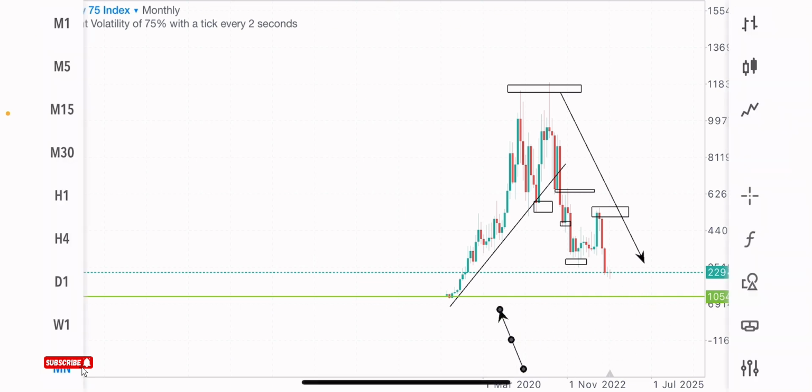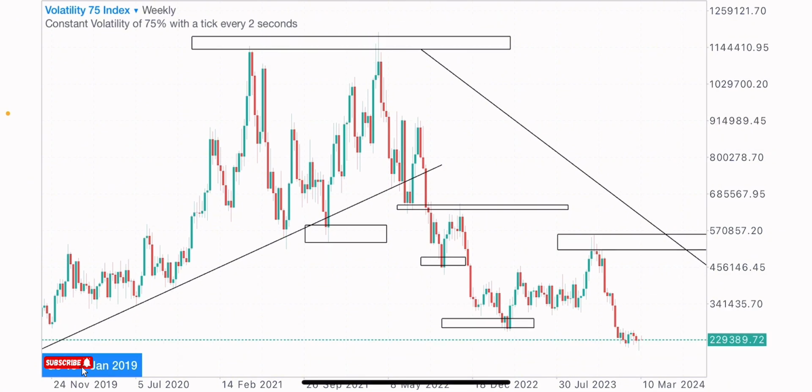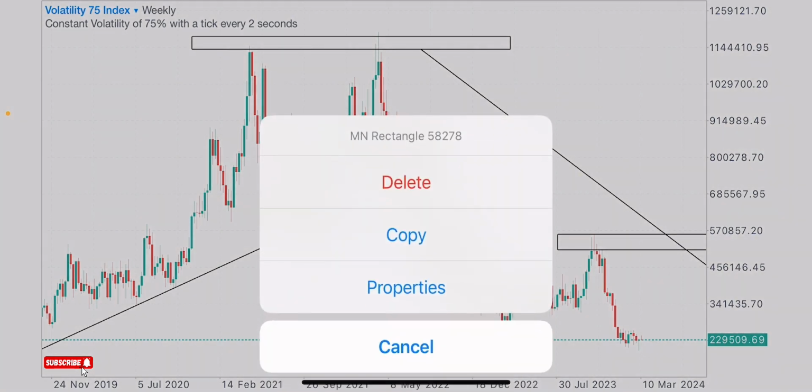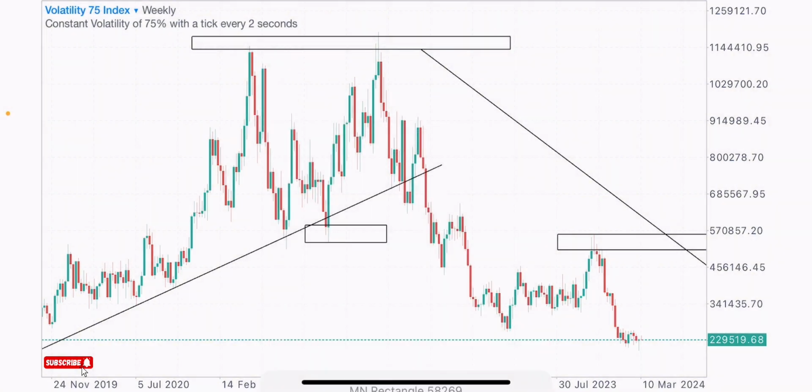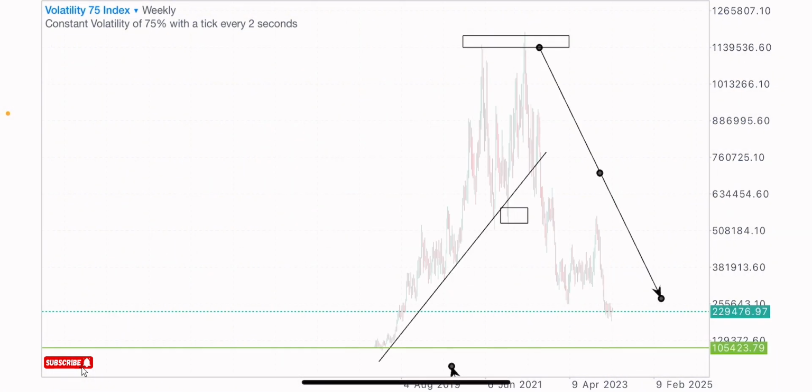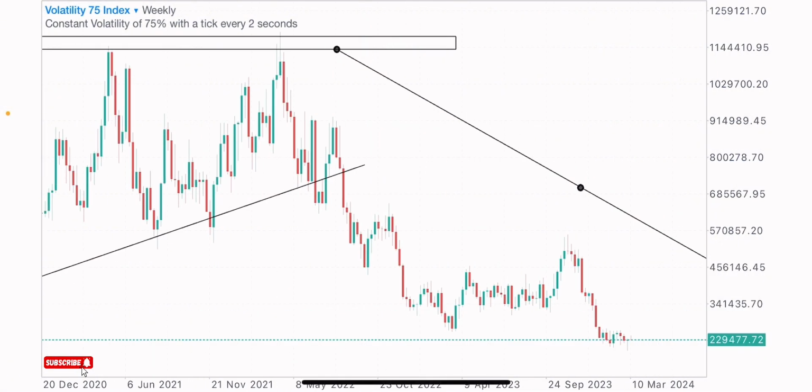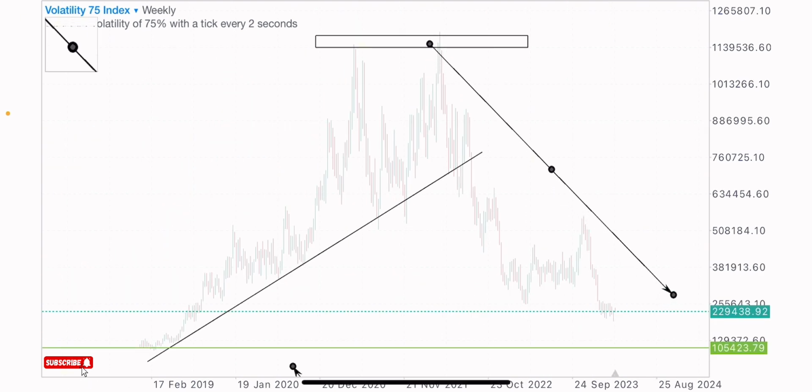Now let's go to the weekly time frame to have a look and view on this index as well. On this weekly time frame, we can see the clear market direction. Let's clear our chart to spot this properly. The market direction is very much clear. This index is on a downtrend.